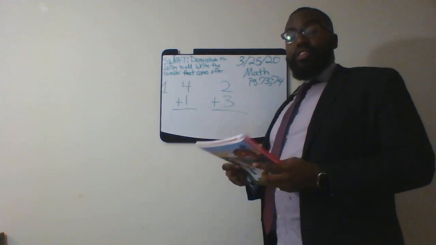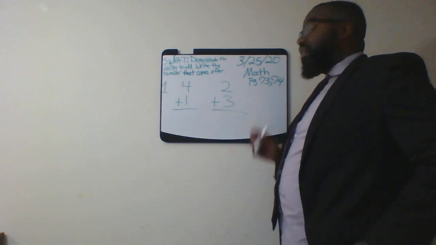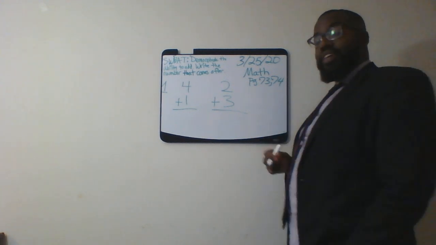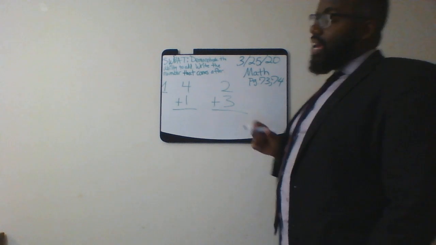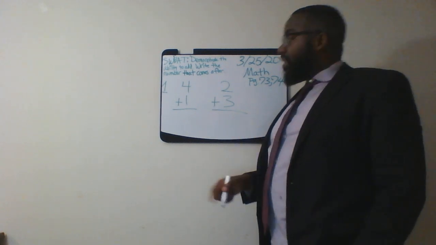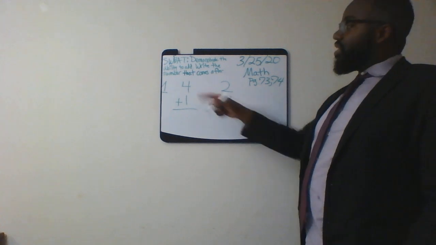Group 1, can you turn your math books to page 73? For number 1, it just asks us to simply add. I've given us two examples on the board that we're going to add together. Let's look at the first one.